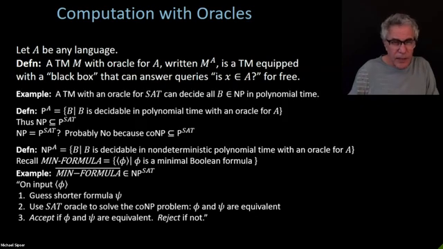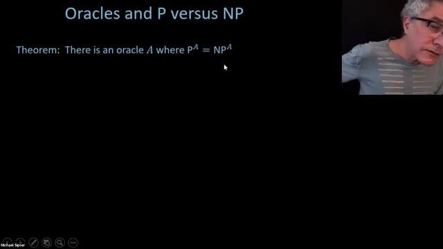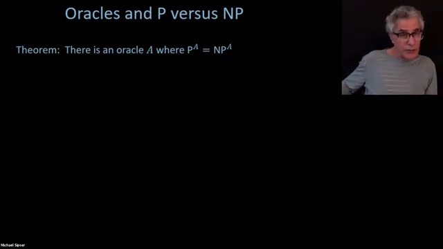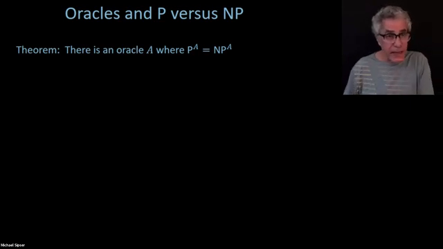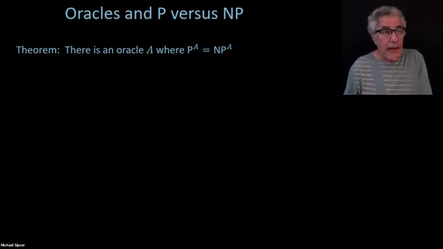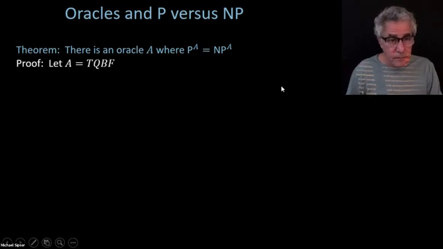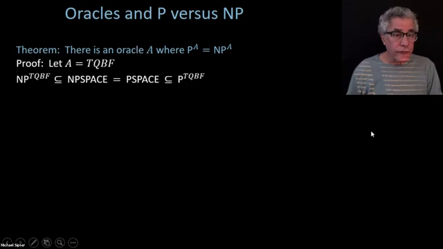Okay, so I don't know, maybe let's move on. So there's an oracle where P to the A equals NP to the A, which seems kind of amazing at some level, because here's an oracle where, if I give you that oracle, non-determinism doesn't help. And it's actually a language we've seen. It's TQBF. Why is that? Well, here's the whole proof.